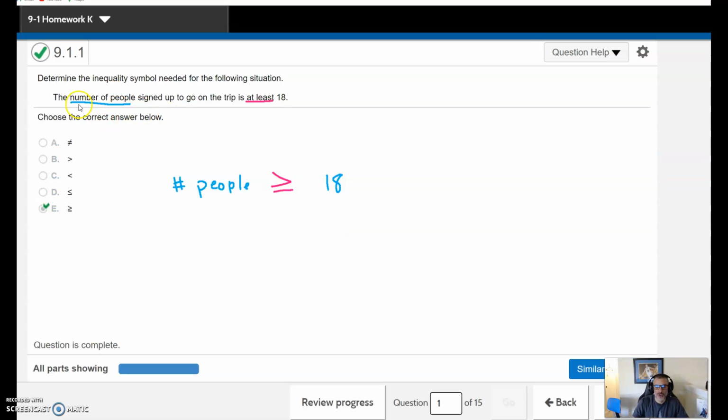So just remember, you're always going to do it from left to right. They're going to give you some unknown here, and they're going to give you a number here. And then they're going to give you some type of wording. You know, something is at most, no greater.